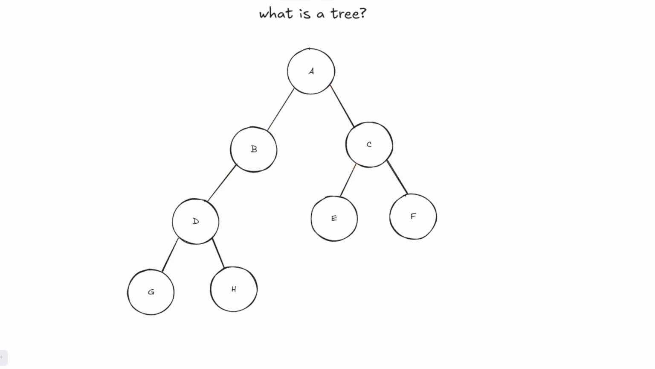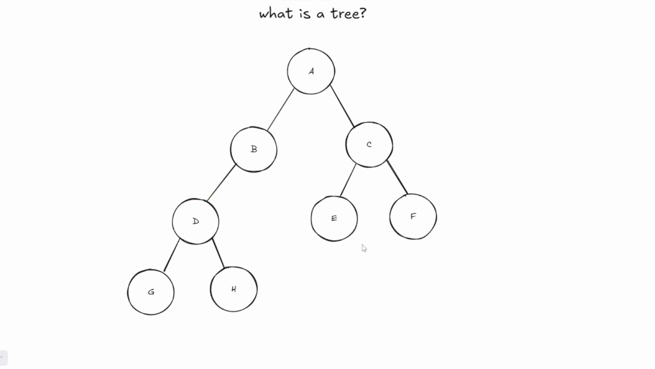Now the height is pretty similar. To find the height of A, it's the complete opposite of how you find depth. You check the longest path to a leaf. G and H and E and F are leaves, and the longest path goes to G and H. So you start counting from here. The height of G is 0. The height of D is 1. The height of B is 2. The height of A is 3.